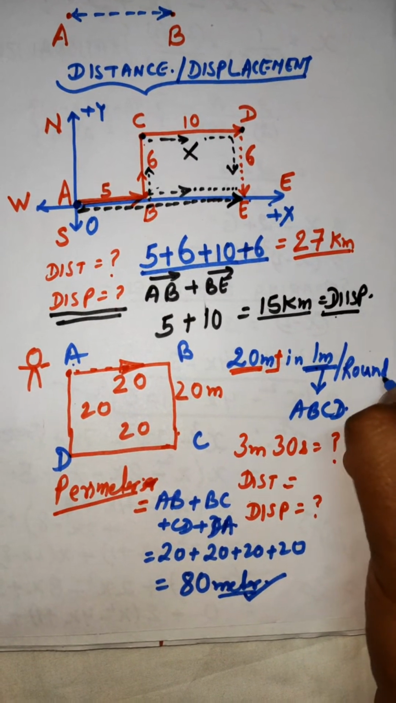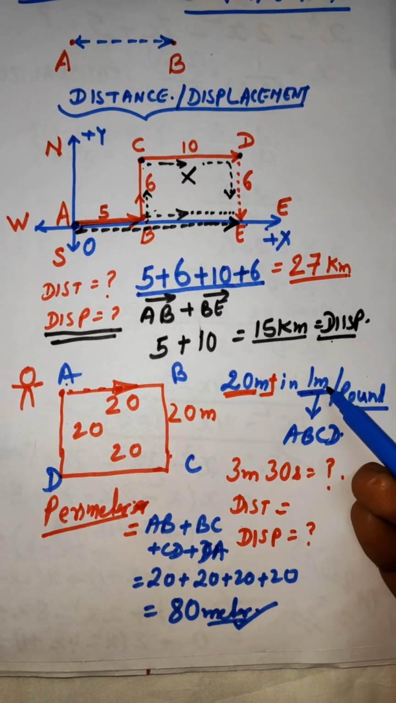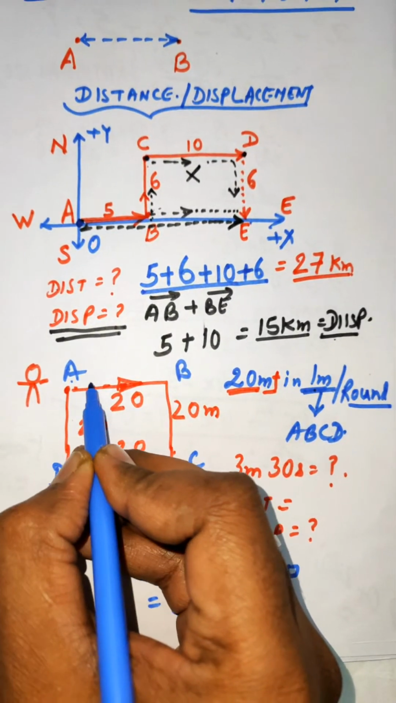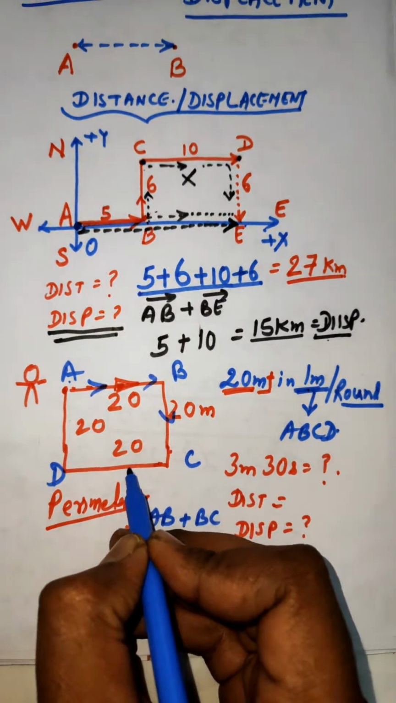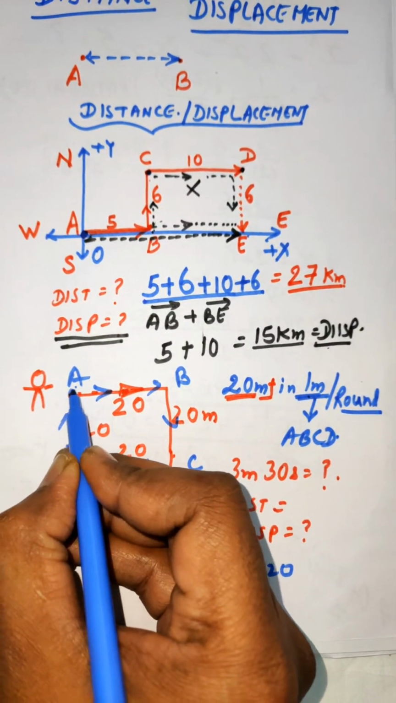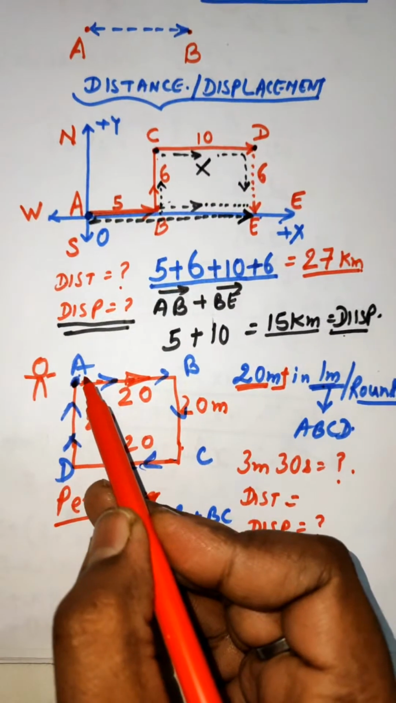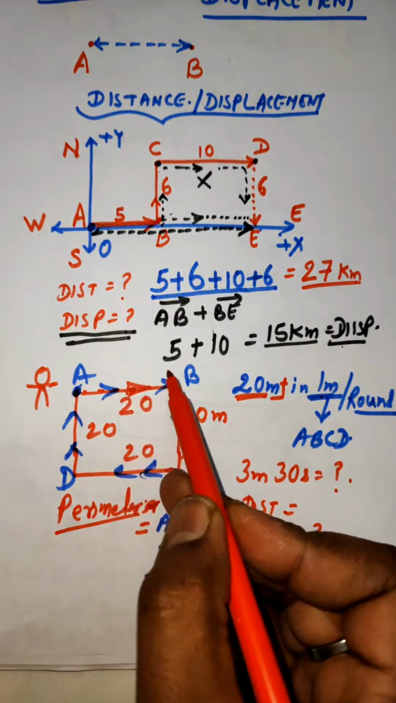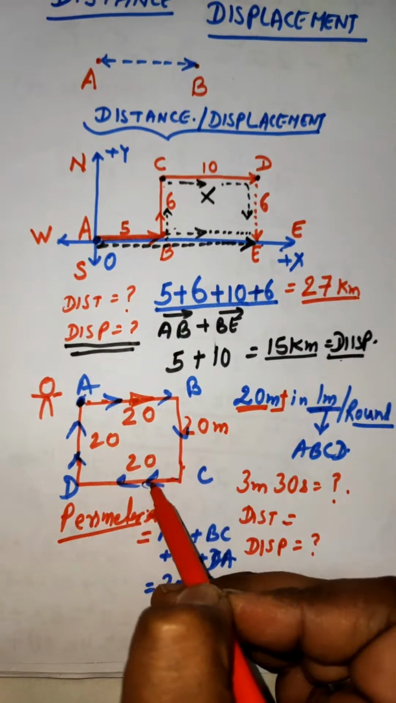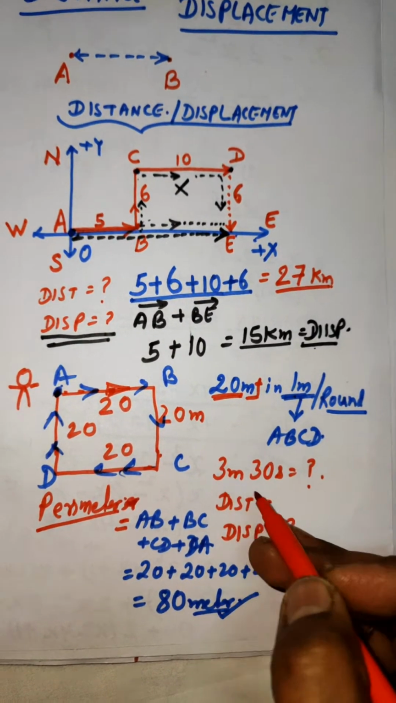Round means the perimeter, right? So in 1 minute the man completes one round of this park, starting from A, going to B, then to C, from C going to D, and then again jogging and reaching his initial position A. So here we need to understand what the initial position is. Initial position is A, and after that he is jogging around the square park, around the perimeter. So in 3 minutes and 30 seconds, what is the total time?